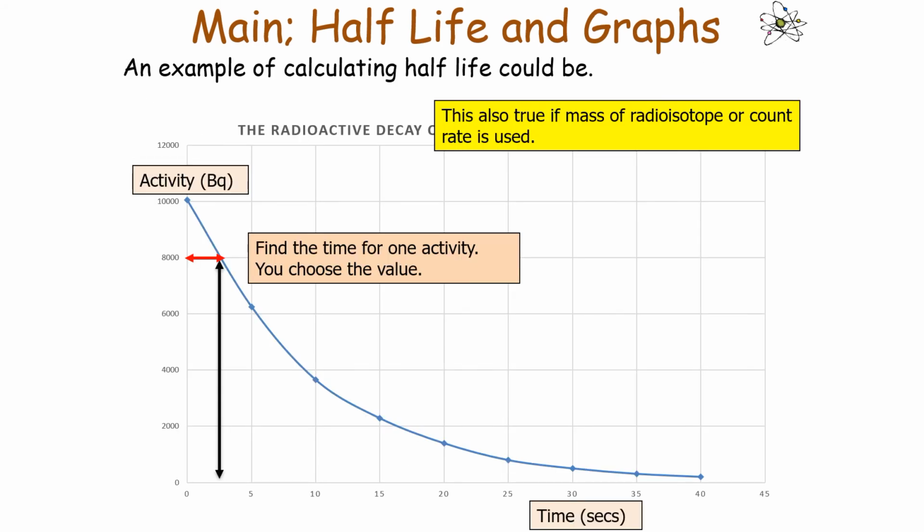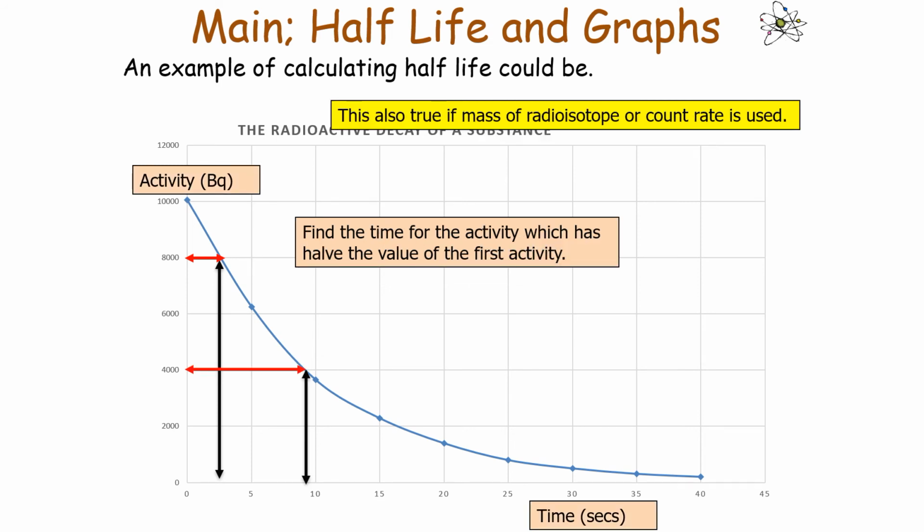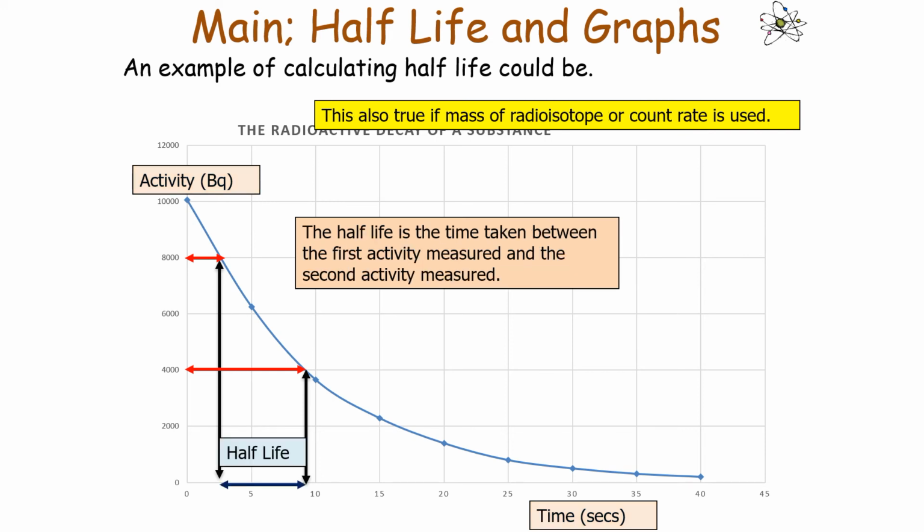So let's have a look at an example. In this case, I'm going to choose an activity. So I'm going to choose 8,000. So I then go to 8,000, go across the line, go down to the time value and work it through. I then do the same for half of the value of 8,000, which is 4,000, and therefore I can work out the time at 4,000. The half-life is therefore the time between those two values. So the half-life is the time taken between the first activity measured and the second activity measured.